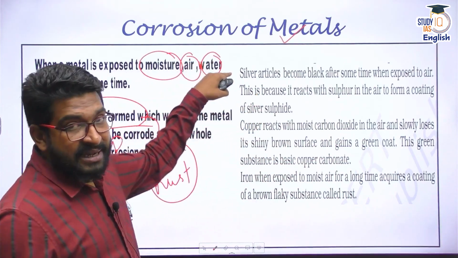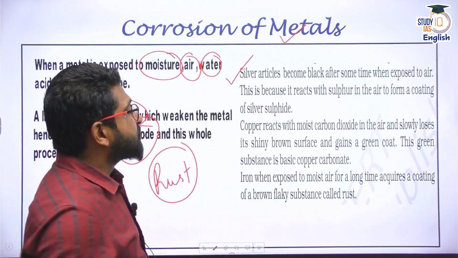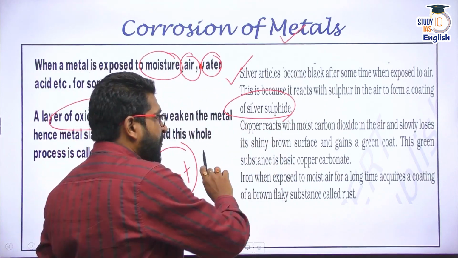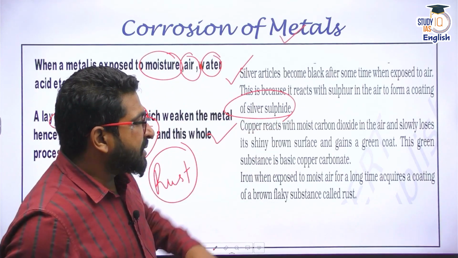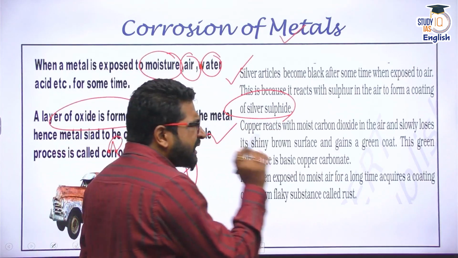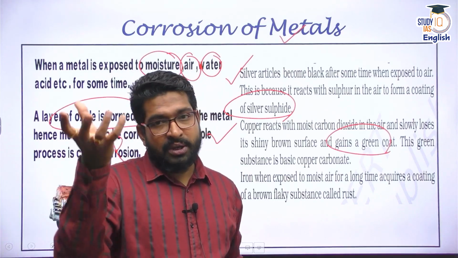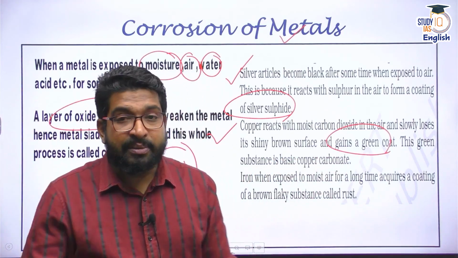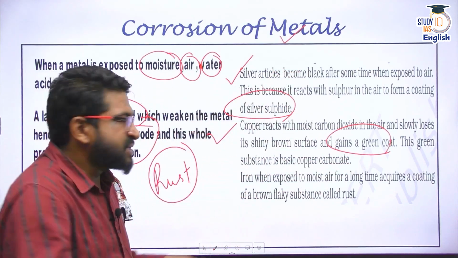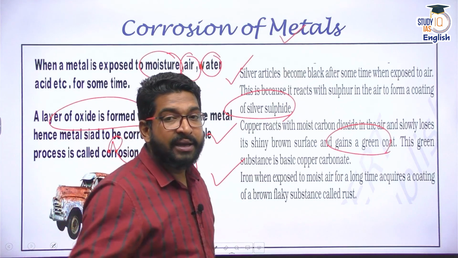There are also metals like silver which get oxidized and corrode slowly. When exposed to air, they slowly form a coating of silver sulfide. Similarly, copper, with moist carbon dioxide in air, slowly loses its brown shiny surface and a green tinge is seen. You must have observed this if you have copper utensils at home, especially around the temple areas, turning greenish. That's corrosion itself. Another classic example is iron. When exposed to moist air for a long time, it undergoes rusting. An oxide layer is formed.